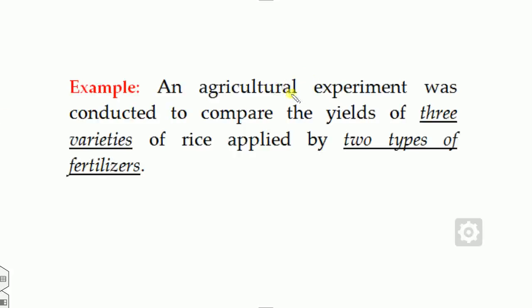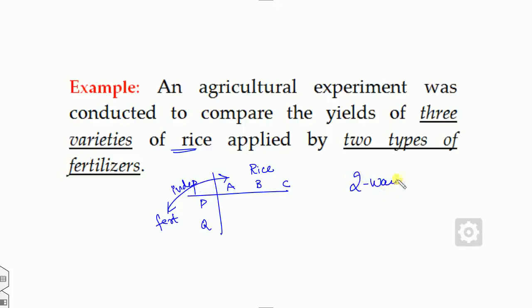Look at one more example. An agriculture experiment was conducted to compare the yields of three varieties of rice applied with two types of fertilizer. So is it one-way or two-way? What is the meaning of it? There is one factor, rice, and there are three varieties of rice, which have been applied with two types of fertilizer. Since fertilizer P and fertilizer Q are the two types, and rice, both are independent of each other. These are the independent variables. So this is called a two-way ANOVA.